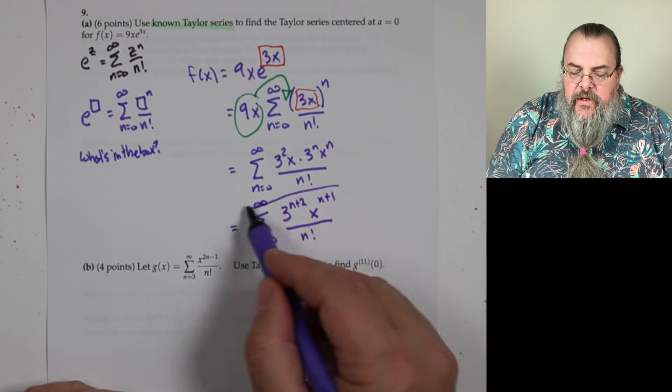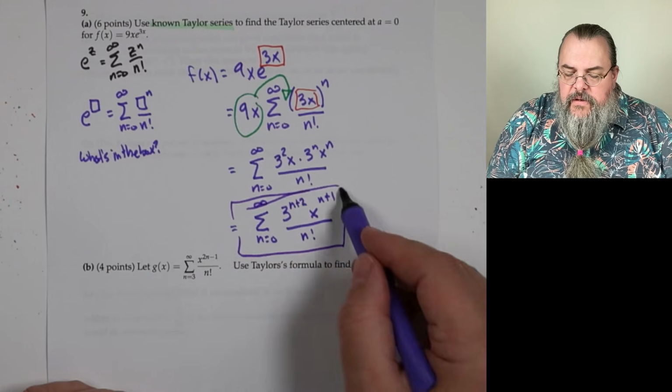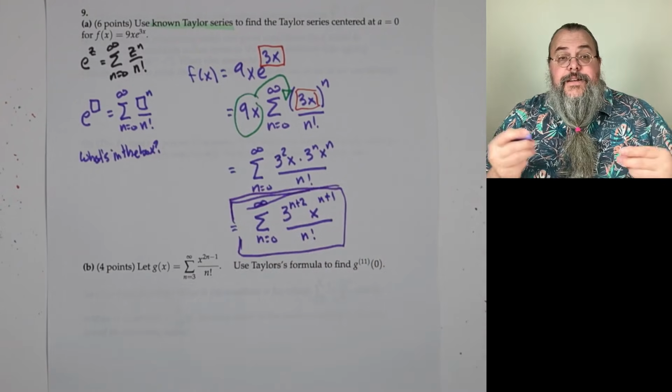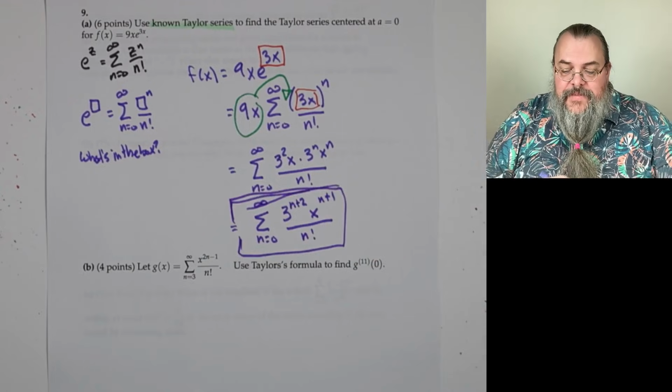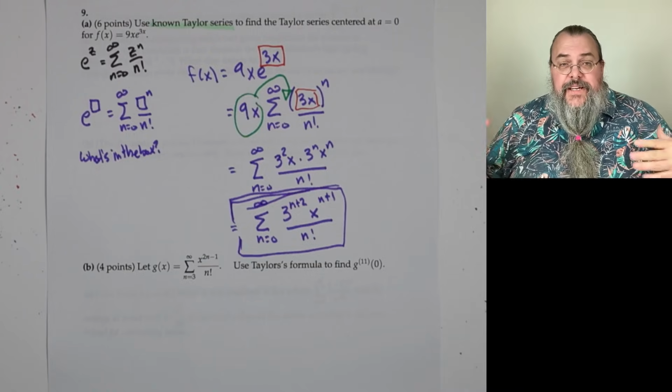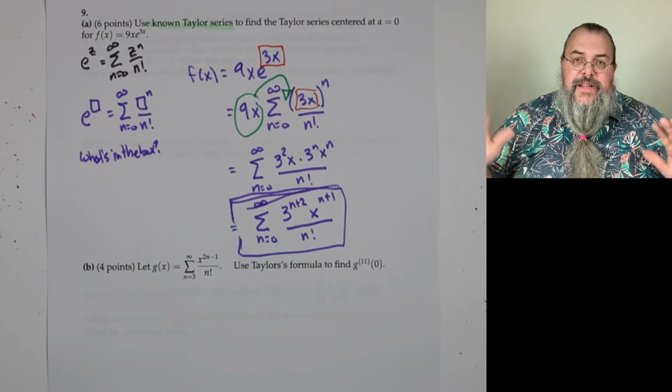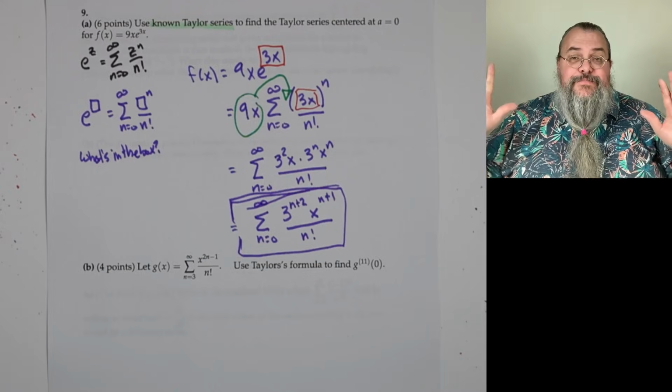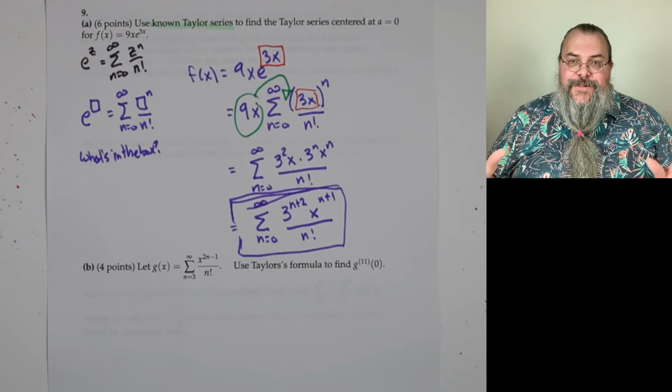And there we go. That is our Taylor series. Now, we could have done other things to it. We could have done some index shifting, but we don't need to do that. That's a beautiful, beautiful answer.